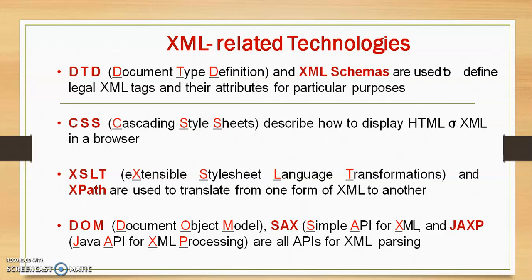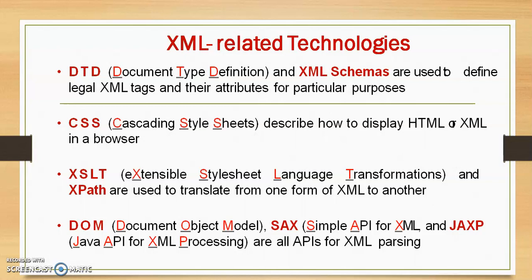We can define XML as a family of technologies such as DTD, document type definition, and XML schemas, which are used to define legal XML tags and their attributes for particular purposes. CSS, cascading style sheets, describes how to display HTML or XML documents in a browser. The third technology is XSLT, extensible style sheet language transformations, and XPath. They are used to translate from one form of XML to another form.